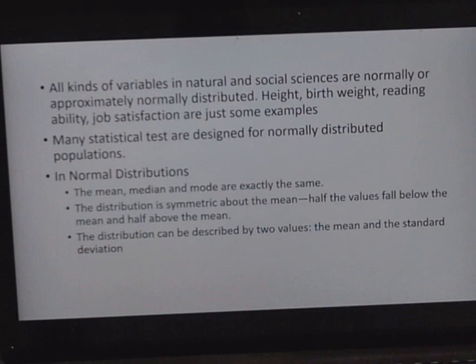Right, okay, bit of writing here. All kinds of variables in natural and social sciences are normally or approximately normally distributed. For example, height, birth weight, reading ability, job satisfaction are just some examples. Most surveys you do will fit a normal curve. More will fit than will not fit. Height, birth weight of babies: very few teensy babies, very few huge babies. Everyone's around the middle, around 7-8 pounds, aren't they? Most babies are in around there.